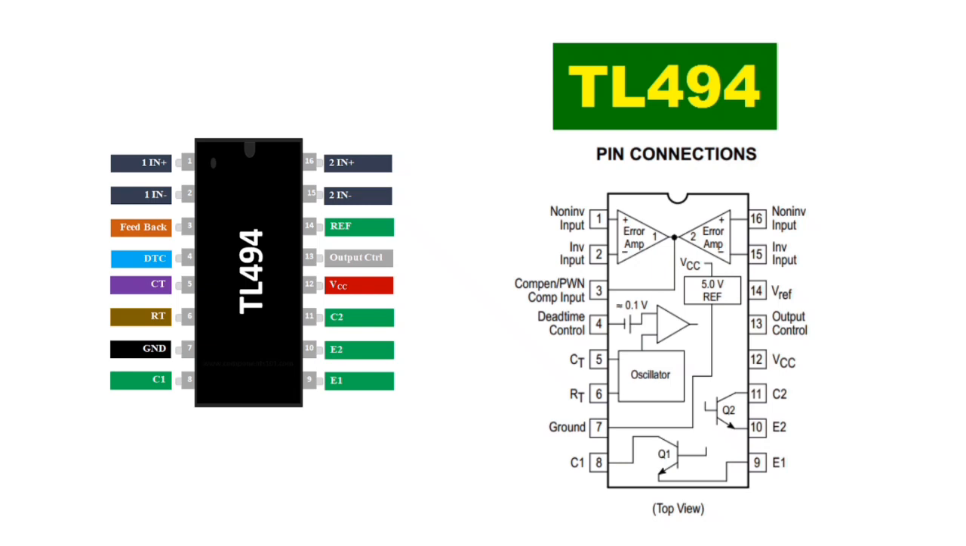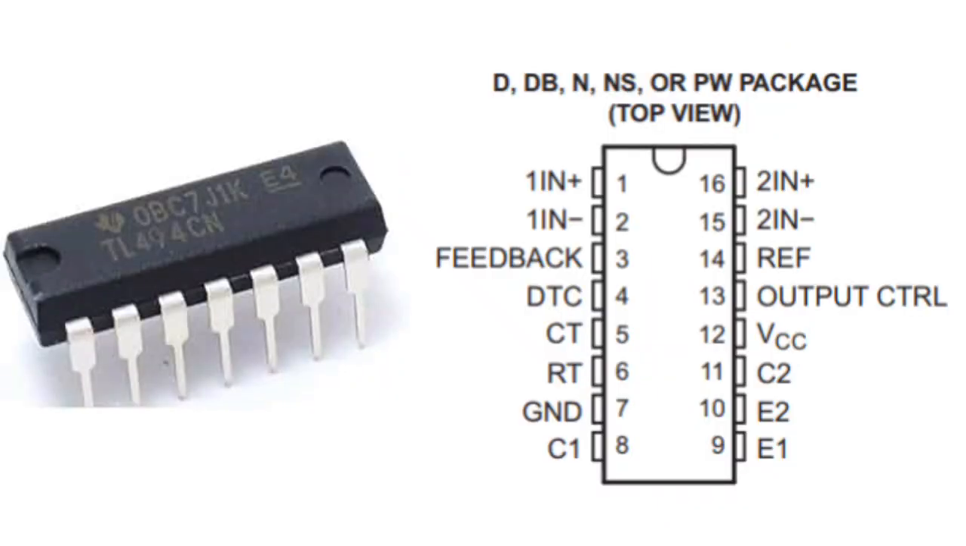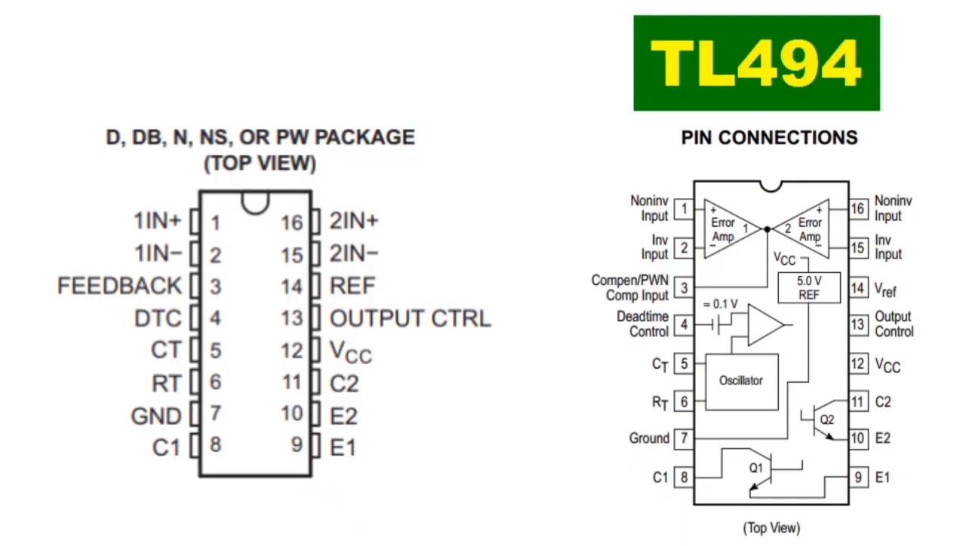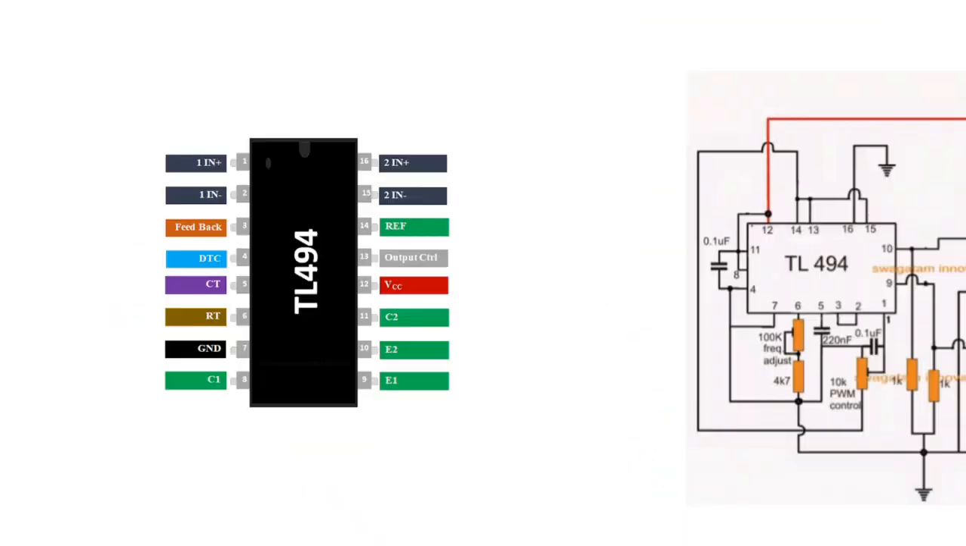The TL494 device provides for push-pull or single-ended output operation, which can be selected through the output control function. The architecture of this device prohibits the possibility of either output being pulsed twice during push-pull operation.